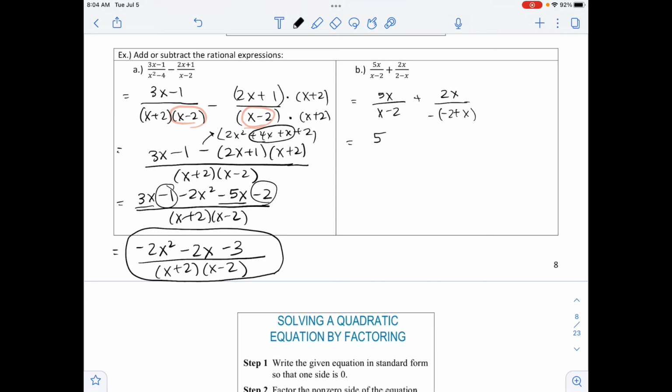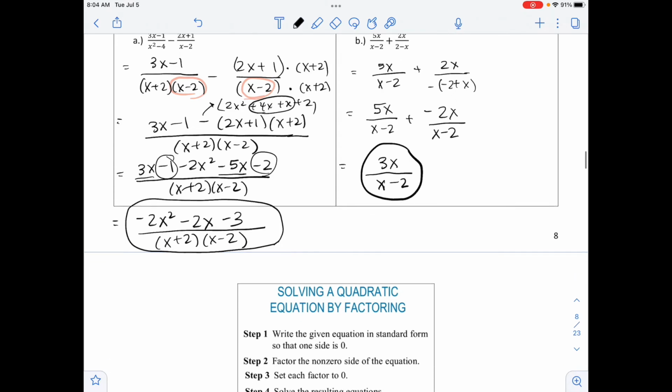It might be helpful, though, to rewrite it just so you can see it a little bit better. And I'm going to go ahead and put the negative up on the numerator, and I'll rewrite my terms, and I'll say x minus 2 rather than negative 2 plus x. And so from here you can see that those denominators are the same. And then combining our numerators of 5x plus negative 2x, we would get 3x. And from here we're unable to simplify anymore, so that would be our final answer.